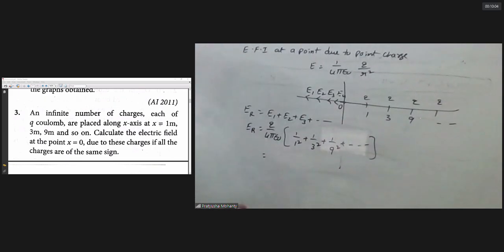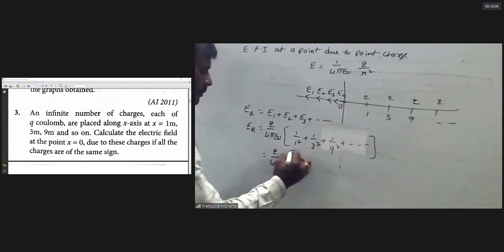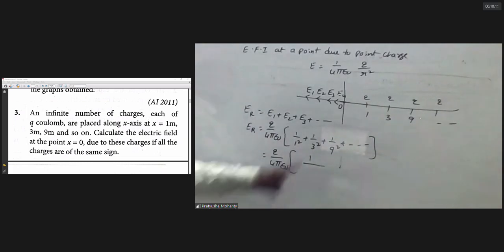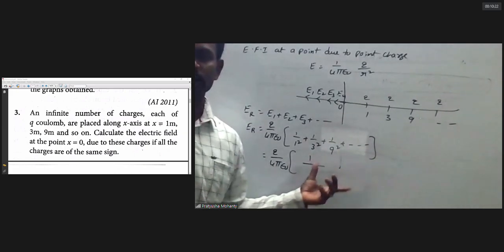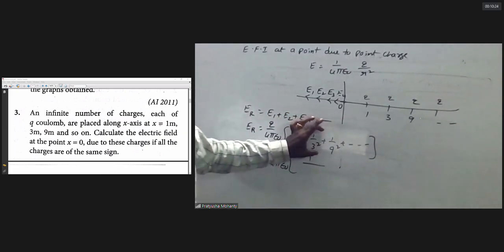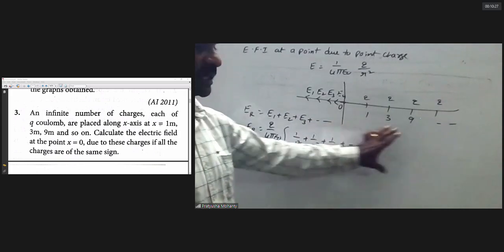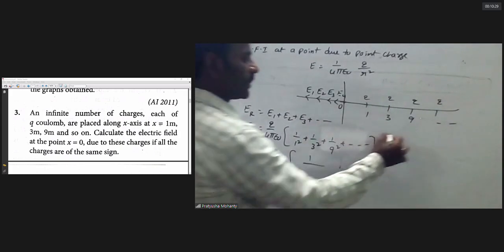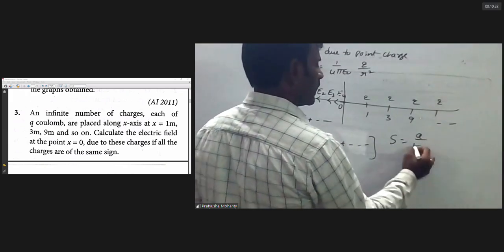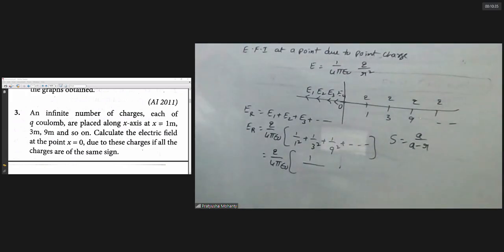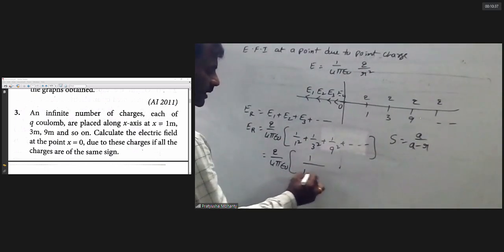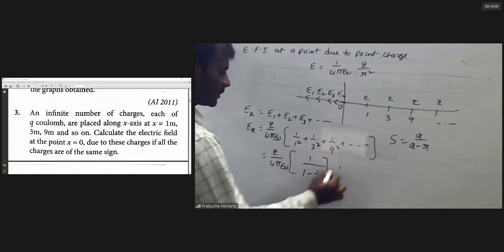And tell me the answer. What do I write? You already know progressions, different types of progressions. This is A plus A R plus A R square and so on. You know the formula, this is equal to A by 1 minus R. So A means 1 upon 1 minus R, where R value is 1 by 9.